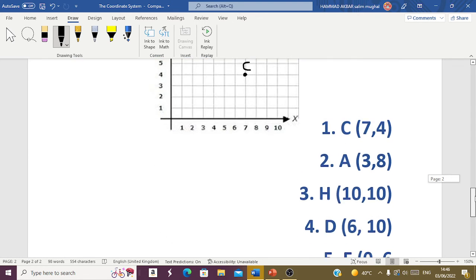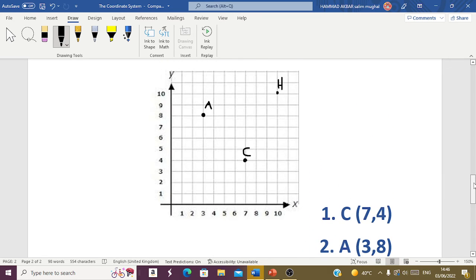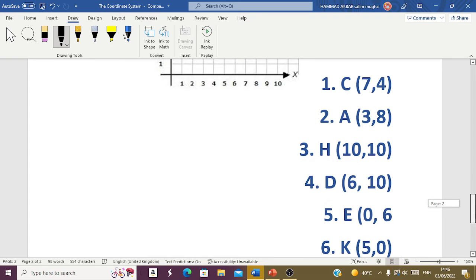Now next, we look at (6, 10), which is basically D. So 6 we do with the x-axis, and then 10 is up the y-axis. So it is D. Okay, now let's look at another one.